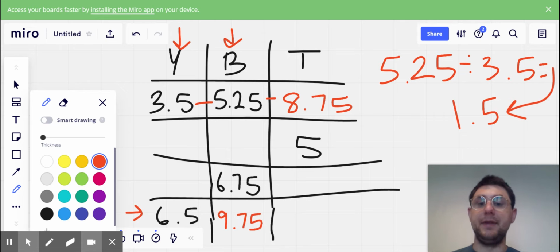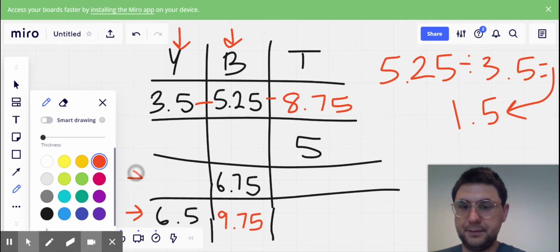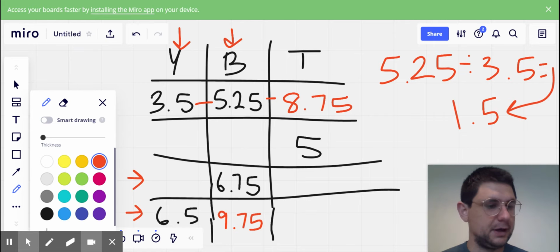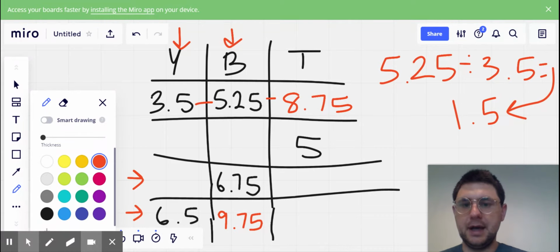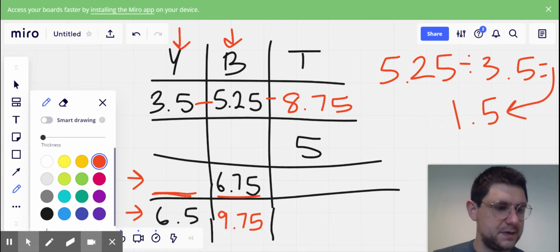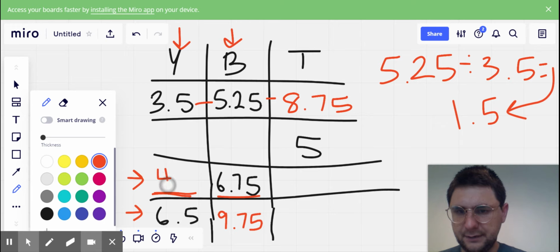All right, and then on this column right here, I can work in the opposite direction, right? I've got 6.75. But since I don't have what's in this box right here, I can't multiply 1.5 by this box. I have to divide this box by 1.5. So I'm going to say 6.75 divided by 1.5 to get 4.5. That's what belongs in this box right here.